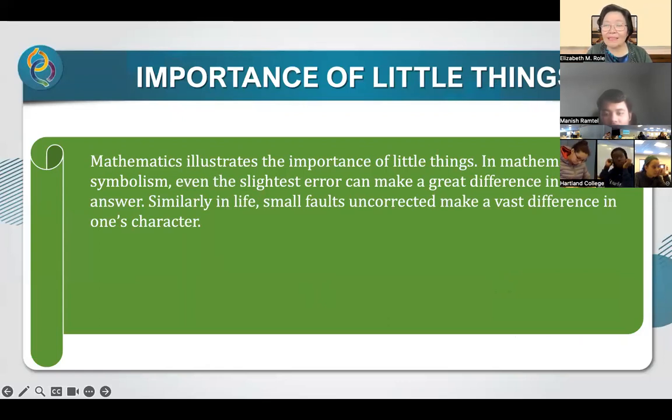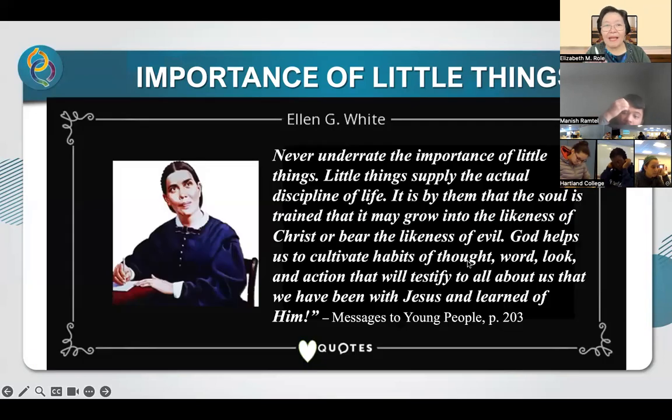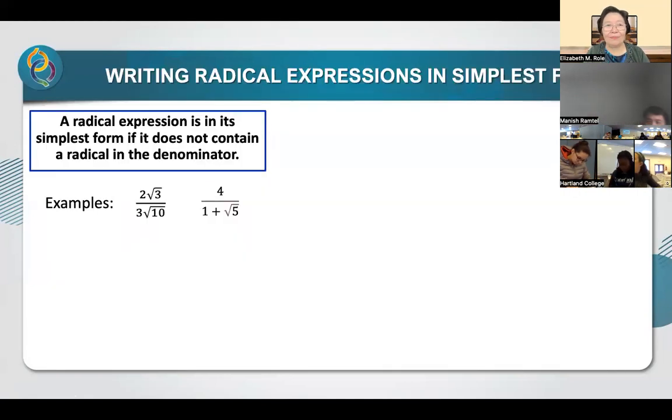So I was having that a while ago on the symbolism, and what Ellen G. White mentioned on Messages to Young People, page 203. Okay, so let me proceed.